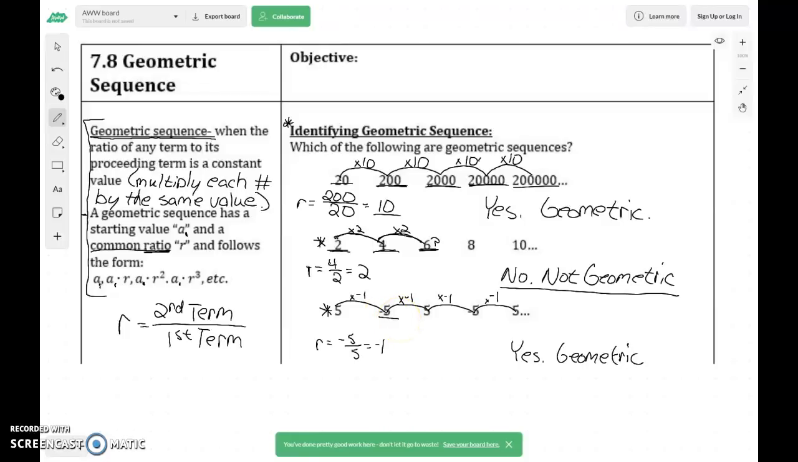So I said -5 divided by 5. And -5 divided by 5 is going to give me an answer of -1. So in this problem, I'm multiplying by -1 each time. So 5 times -1 is -5. -5 times -1 is +5. 5 times -1 is -5. And then -5 times -1 is 5. So since this one works for me, I would say that this one is yes, geometric. So in this problem, I'm multiplying by the same number each time, so therefore it is yes, geometric.